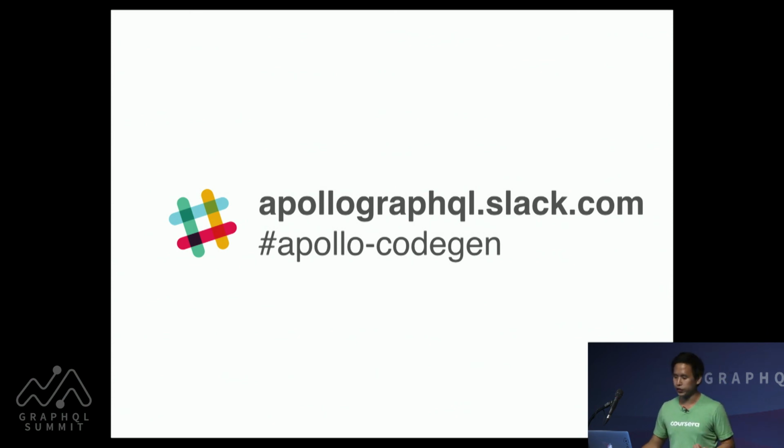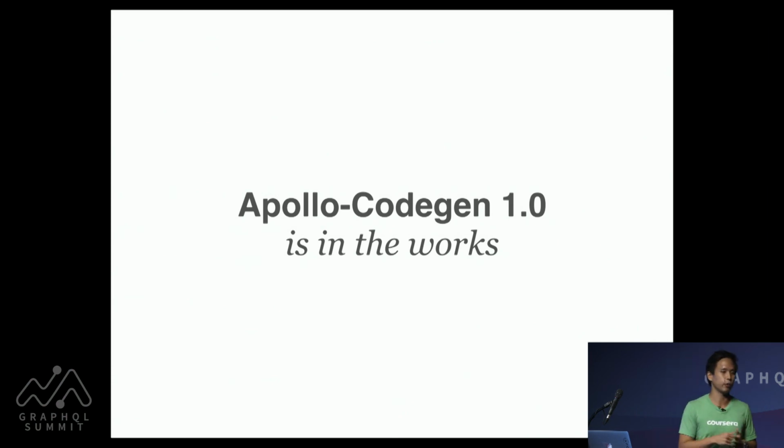And the last thing I want to mention is that Apollo-Codegen 1.0 is actually in the works right now. We're not at 1.0 yet, but we have a lot of cool changes that we want to make happen before we declare a stable release. So if you're really interested in that, again, go to the Slack channel. Also, it might be scary to use Apollo-Codegen now if 1.0 is coming out later. I guarantee that if we make any breaking changes to what currently exists, we will provide a detailed migration guide.